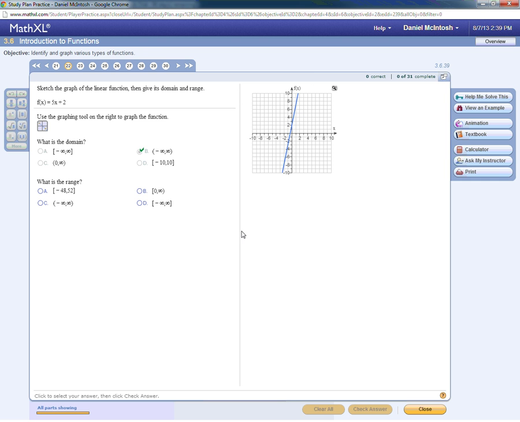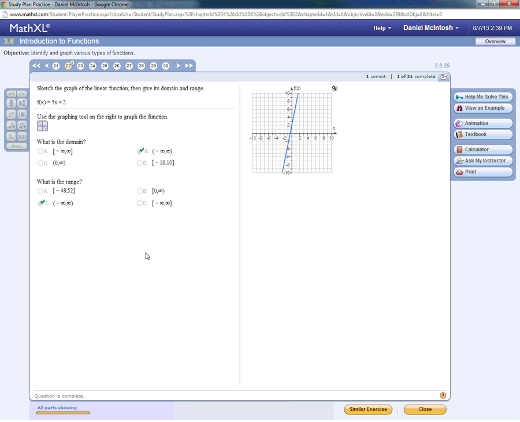So again, I'm in this case of negative infinity to positive infinity. Again, I use the open parenthesis and the closed parenthesis as opposed to the brackets because infinity is not a number. I click check answer and I get well done. We've now gotten the entire question correct.